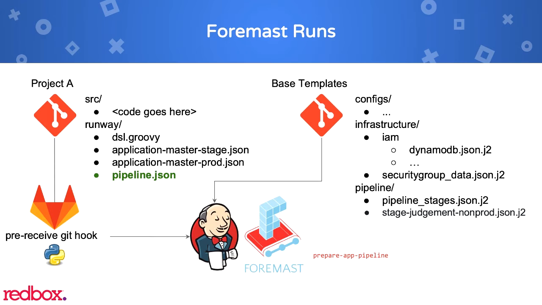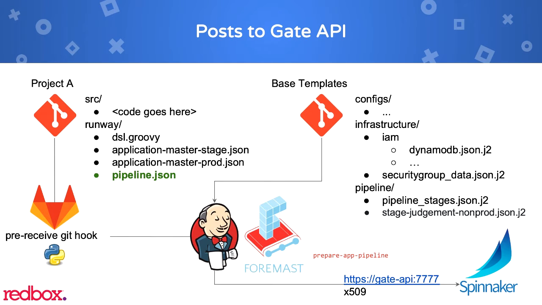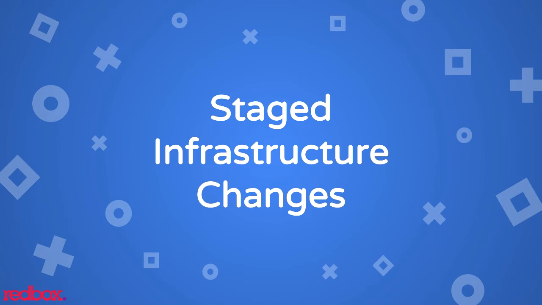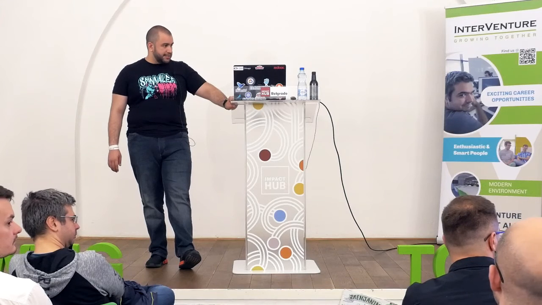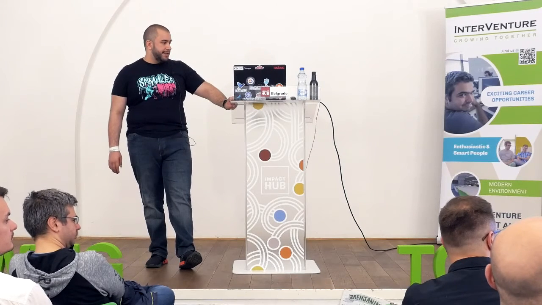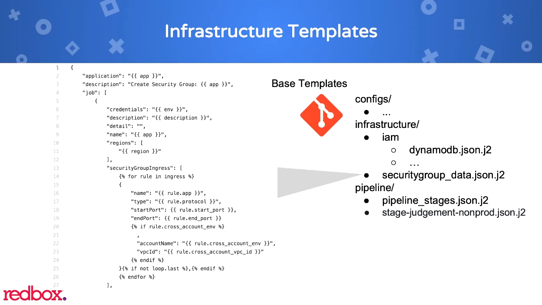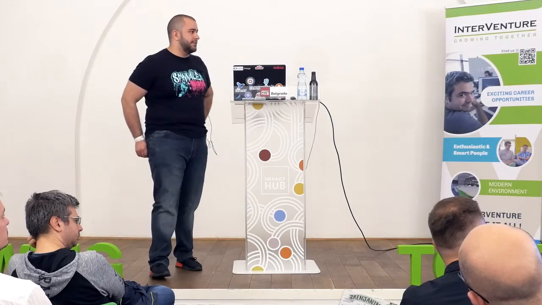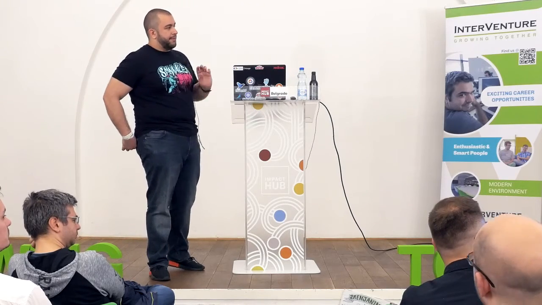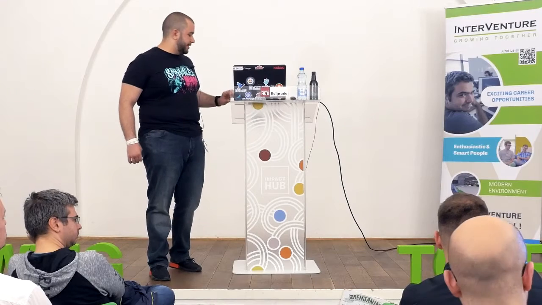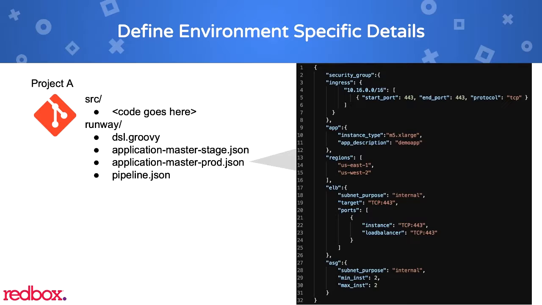So this then runs a command called prepare app pipeline, which then hits Gate's API. We also support authentication into Gate as well if you have an authenticated endpoint within Spinnaker. And it creates your changes. So I touched on it earlier, but Spinnaker gives you the ability to make staged infrastructure changes. So again, I mentioned at Redbox, we give developers freedom to define what they need when they need it. So developers are able to define, first off, let's say we have a security group.